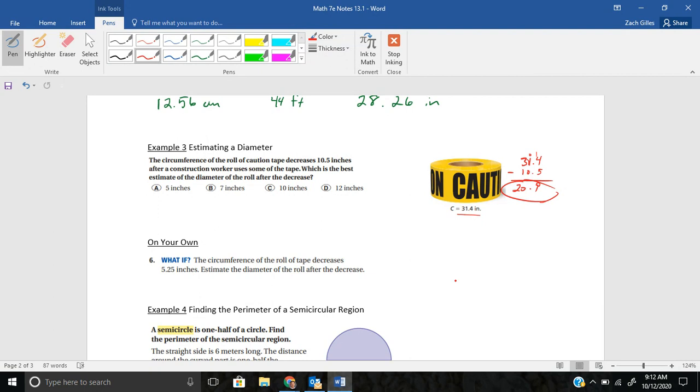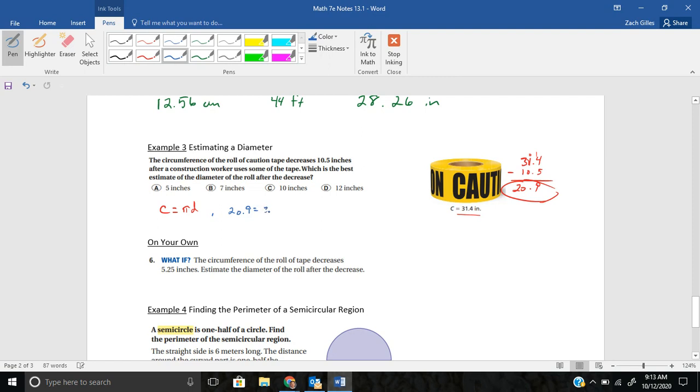Okay. So let's use our formula. Our circumference formula was C equals pi times our diameter. Okay, let's plug in what I know. I know my circumference is about 20.9. Okay, so I got 20.9 equals pi.